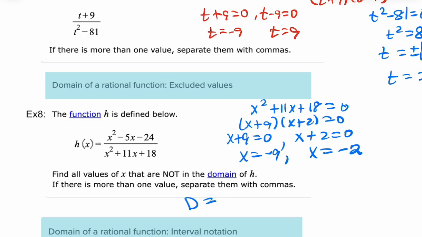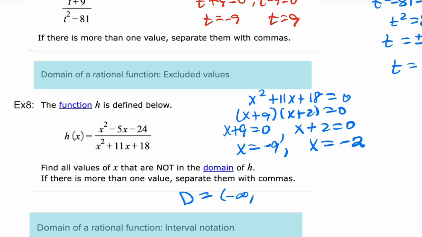So the math bug can walk from -infinity, and just before -9, he found some kind of hole or asymptote or something funky happened in the graph. So he leaps across it. He can keep going again until -2, and he leaps across it. And he can keep going again for the rest of his little bug life.